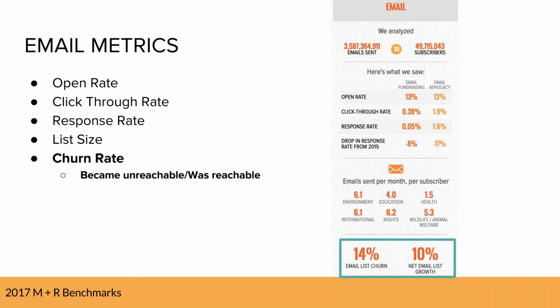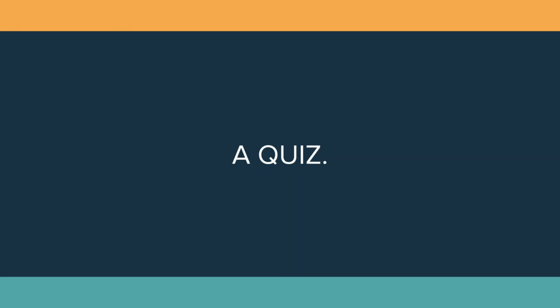And what you'll see there at the bottom is that these organizations on average had a 14% email list churn, which means 14% of their email list was lost in the course of a year for a variety of reasons. And their net email list growth, so the number of new emails minus lost emails divided by the list where it started, gets you a growth figure of about 10%. So these are some of the metrics and benchmarks that we'll be talking about as we go through and discuss email fundraising.